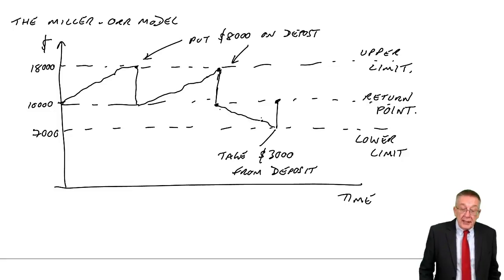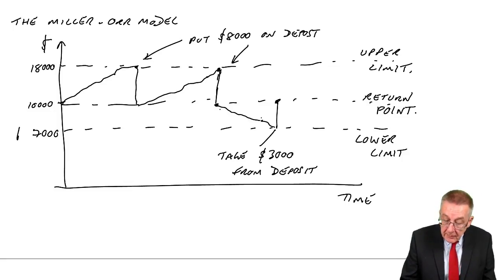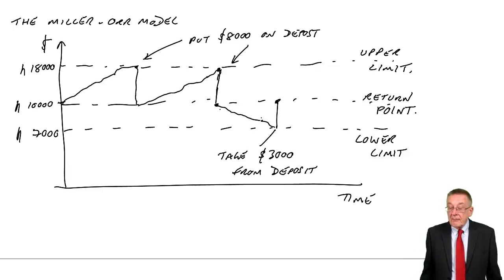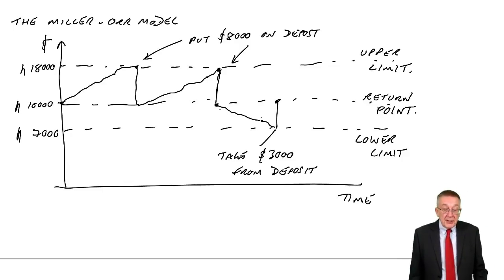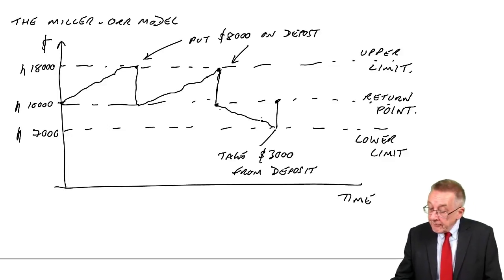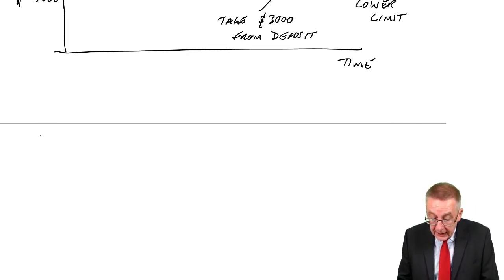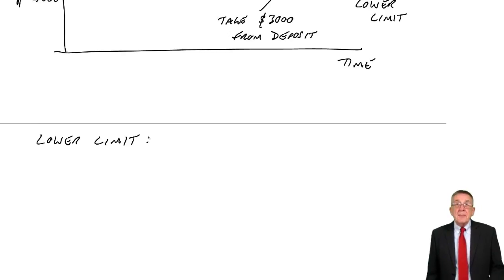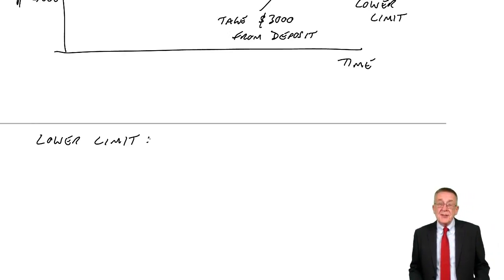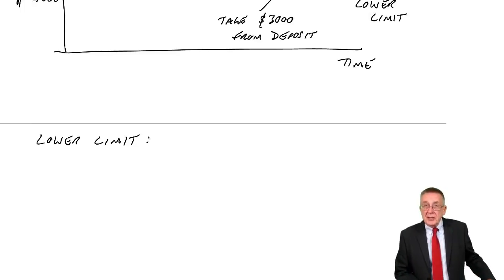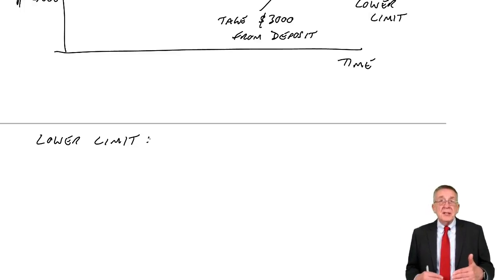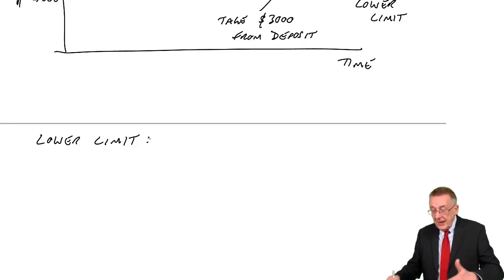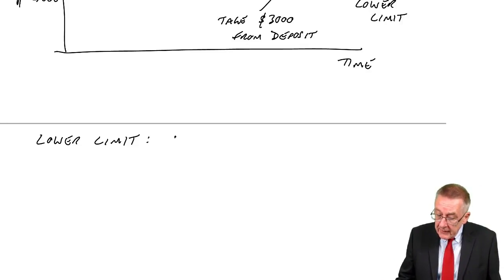However, they went further, suggesting how we go about calculating these upper and lower limits and the return point. First of all, the lower limit, there's no formula for it. It depends on the business having done their cash budgets. The lower limit is the absolute minimum they dare operate with. So that is decided by the business.